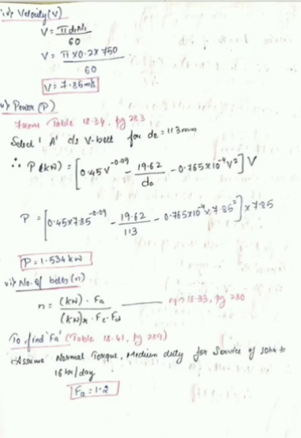Now velocity also we are supposed to find: V equal to pi d1 n1 by 60 or pi d2 n2 by 60. You will get the same answer. So we got V equal to 7.85 meter per second. So next step is to find the power.